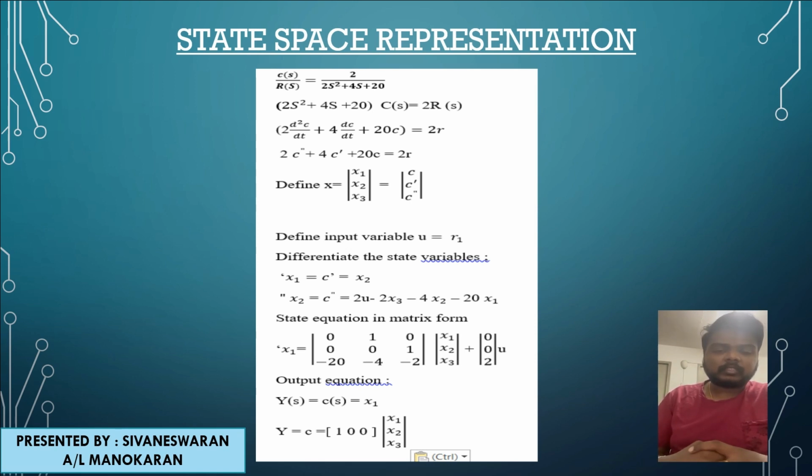Differentiate the state variables: x1 dot equal to c dot equal to x2. x2 dot equal to c double dot equal to 2u minus 4x2 minus 20x1, and then state the equation in matrix form. After we have the matrix form, we can get the output equation y equal to Cx equal to x1, y equal to 1 0 0 times x1 x2 x3. That's all.